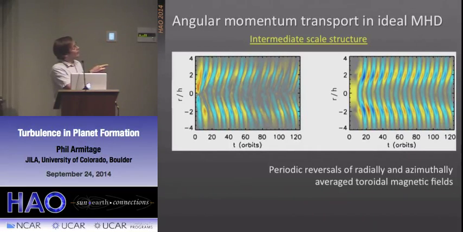That field is forming, it then escapes buoyantly out of the surface of the disk, and it's replaced with field of the opposite sign, and that has this actually extremely periodic behavior. So these two different plots here are different size domains. What we found is as you go to larger and larger domains, this periodic reversal, this sort of butterfly diagram type thing, just becomes more and more smooth and periodic.